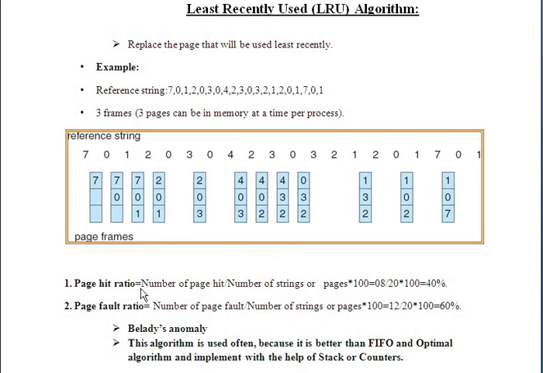Now what is a page hit ratio? Again, number of page hits divided by number of strings or pages, into 100. Here I have 8 page hits. We can count, you will find it. 8 by 20 into 100 is 40%. And page fault ratio is number of page faults divided by number of strings or pages, into 100. So 20 minus 8 is 12. That is 12 by 20, which is 60%.